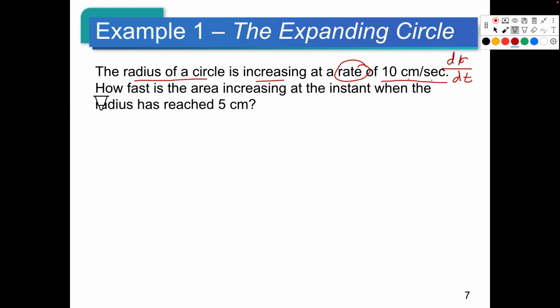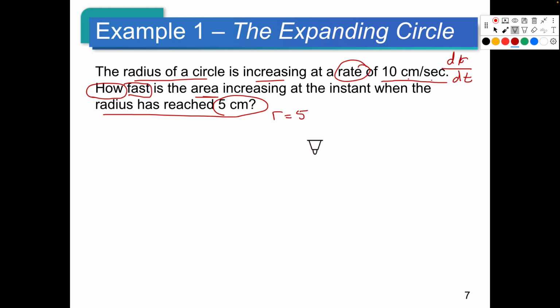Then the question. So here's our question word. How fast is, and again, it's got two things. It's got the question, but it also tells us they're asking about a derivative, right? Fast is a rate. It's time. How fast is the area increasing? So we know our other variable here at the instant when the radius has reached 5 centimeters. Okay, so this 5 centimeters, that's not a rate, is it? It is an amount. It is a time when r equals 5.